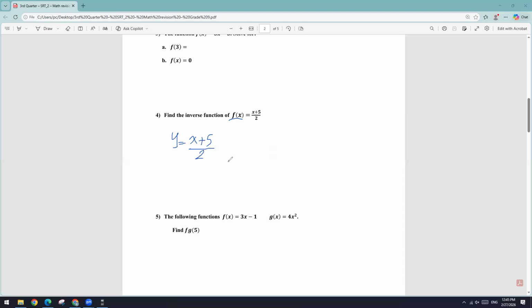Now, second step, it says make x the subject. Okay, how do I make it the subject? First, I need to remove the divide by 2 here. I do the opposite, which is I should multiply by 2. So let's multiply by 2. Instead of y, I will have 2y equals to x plus 5. Then how to remove plus 5? We do minus 5. So x is equal to 2y minus 5. So this is the inverse function.